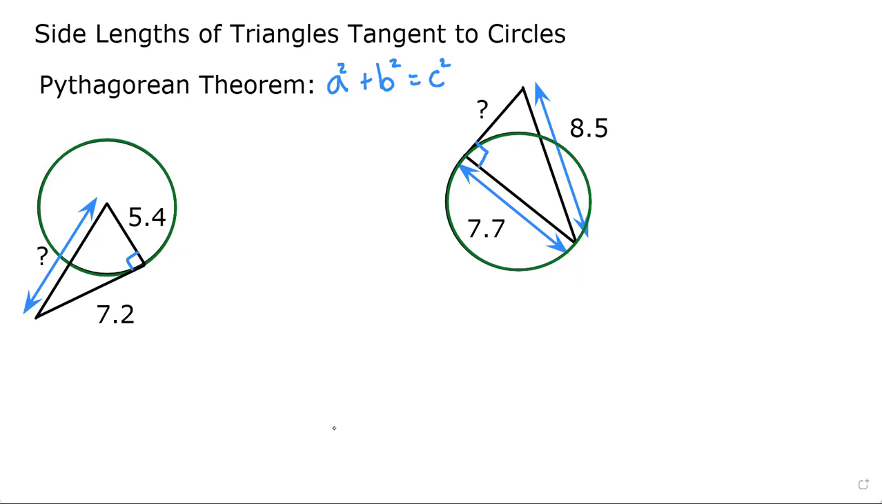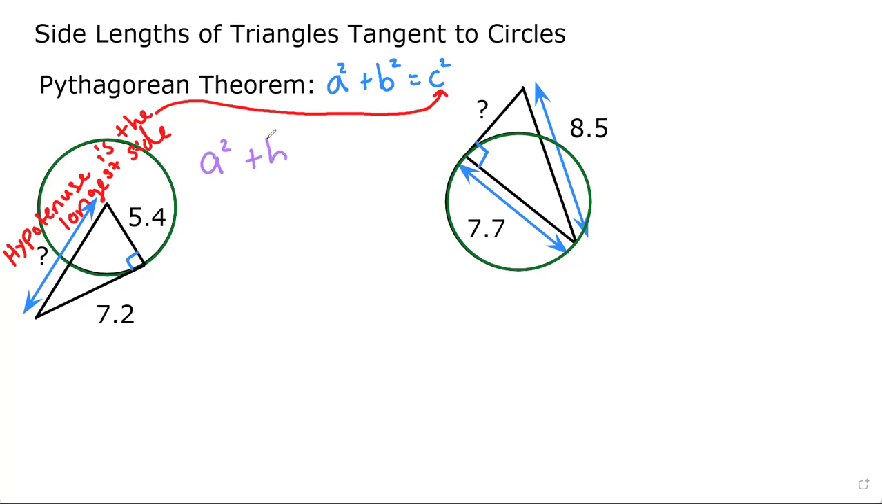What is the hypotenuse again? The hypotenuse is the longest side. And then what letter is the hypotenuse? Hypotenuse is always the letter C because it's the longest side. So in this case, we're going to have a squared plus b squared equals, we don't know, squared, because we don't know what the longest side is. This is the longest side right here.